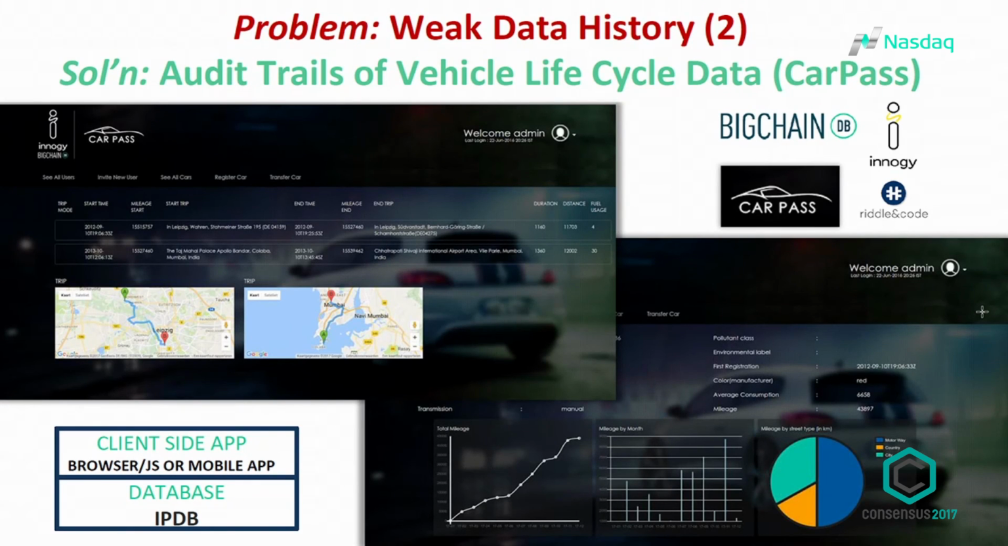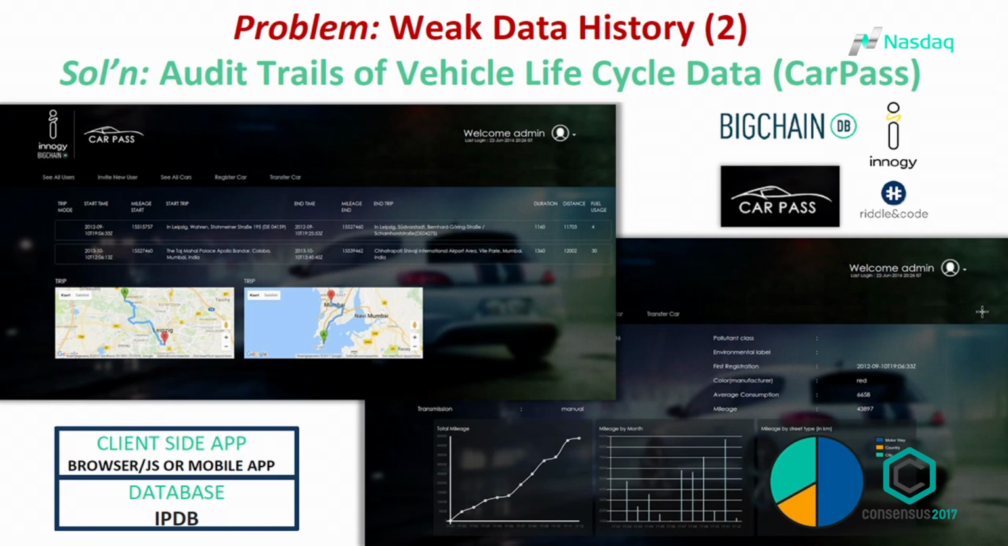So on this, here's a very specific example. We're working with Innogy, Riddle & Code, and others on something called CarPass. CarPass solves the issue of when you go into a used car lot, how do you know what you're buying isn't a lemon? How do you know you're not getting ripped off? Imagine if you saw the whole history of that car, from the day it was manufactured and purchased, every repair, every oil change, and everywhere it drove.